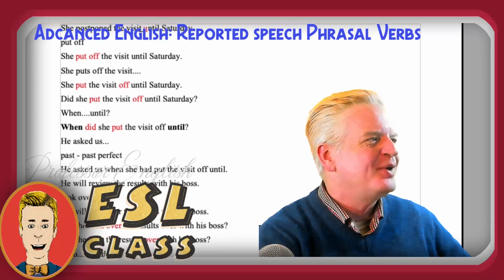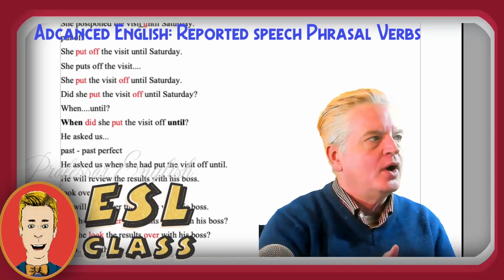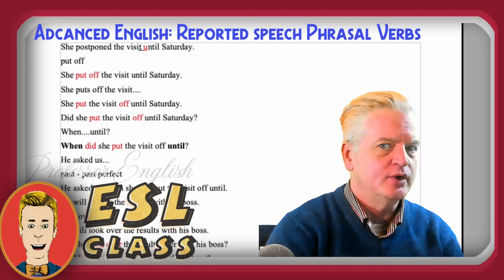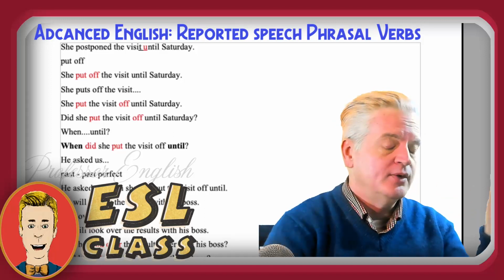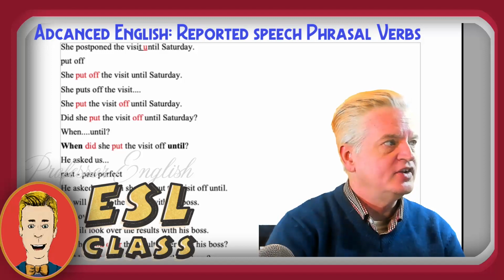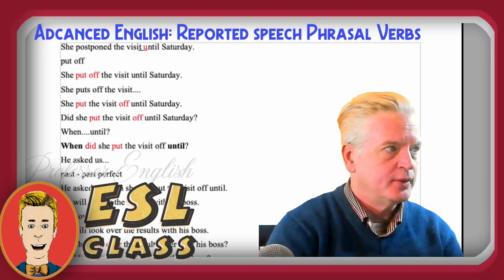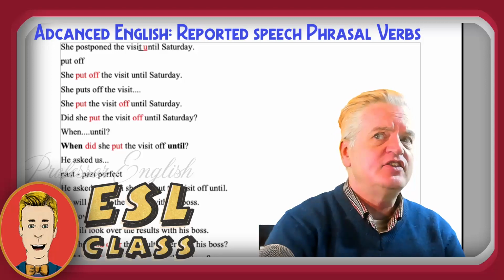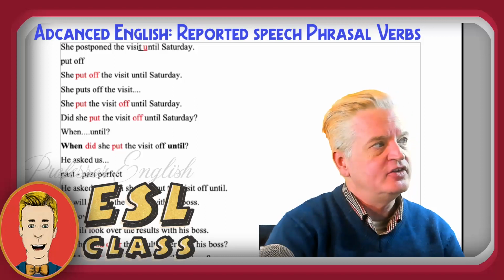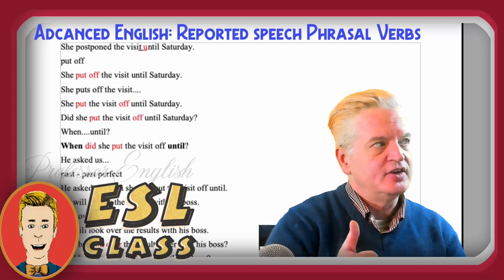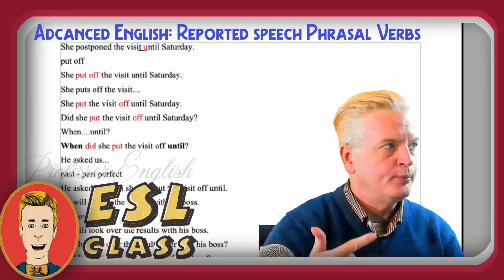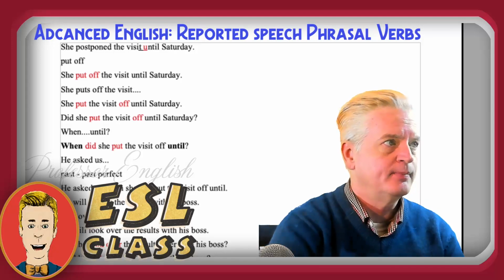Okay, so we have she postponed the visit until Saturday. Now, it's perfectly fine to say postpone in English, just like you could in Romance languages. But we have our own special word for postpone, which is put off. It's a phrasal verb. Put off. Let's change the sentence. Let's use the phrasal verb put off, which means the same thing.